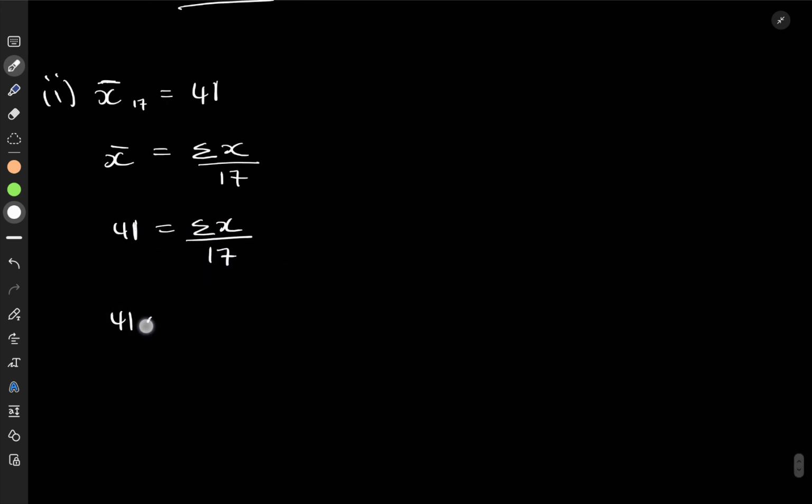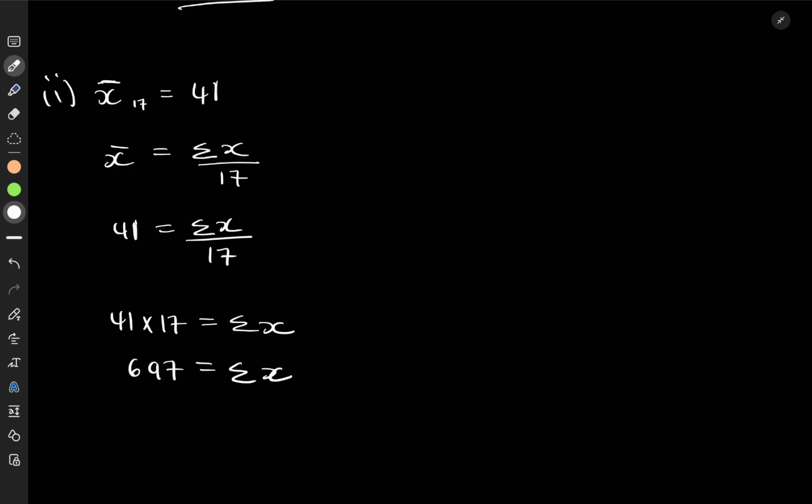And I can now say 41 times 17 is equal to the sum of x. I'm trying to find what is the sum of 17 people, because I know the sum of 18. And if I can get the sum of 17, I'll say sum of 18 minus sum of 17 will give me what 1 would be. So I'll now say 41 times 17. It'll give me 697. So 697 is the sum of 17 people.